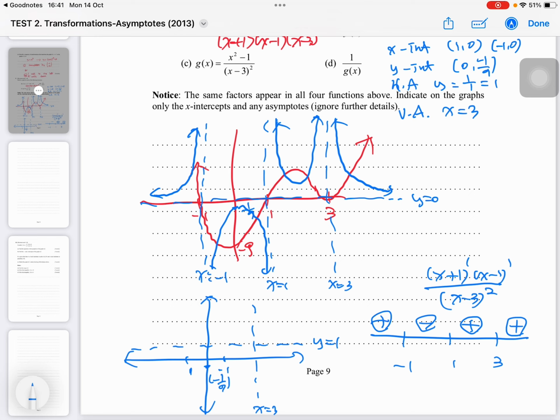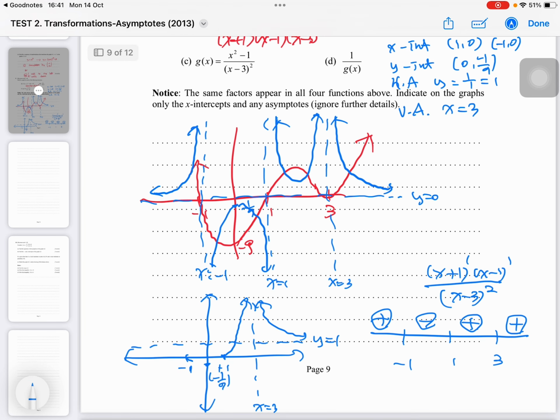Negative, positive. So here on the graph, here is negative 1, this is positive 1. So on the right side of 3, positive. So this should be like this. And between 1 and 3, it is positive. So maybe like this. Between 1 and negative 1, negative. So like this. And positive. But we also need to go to the horizontal asymptotes. So this graph looks like this. So now we will draw the 1 over g of x.